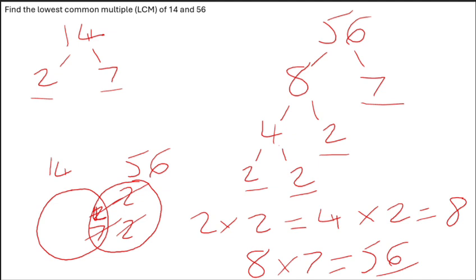So guys, hopefully that clears up your lowest common multiple. Well done if you got 56, because that was a bit of a tricky one, something slightly different. Hopefully that helps you understand lowest common multiples a bit more.